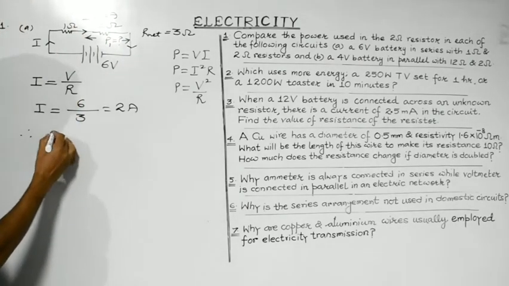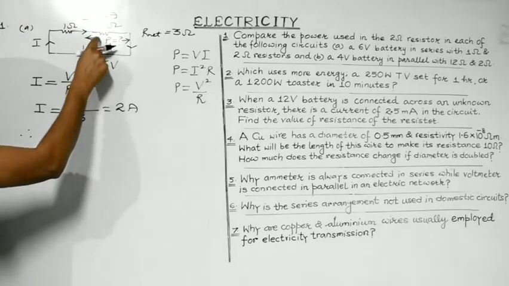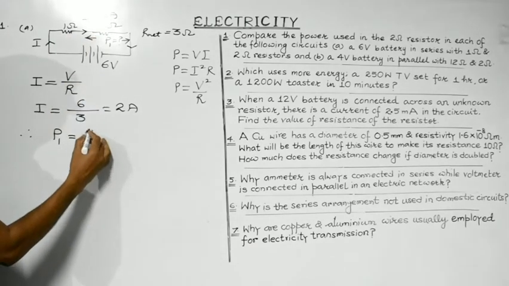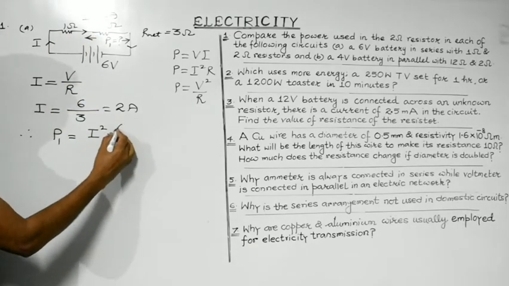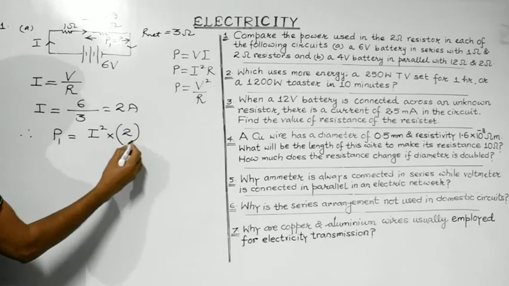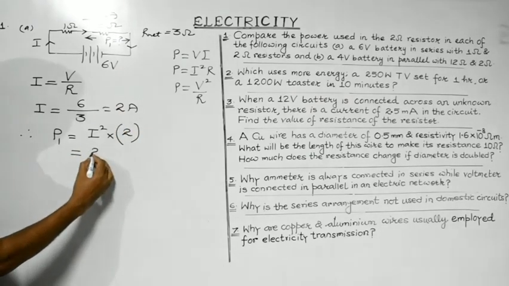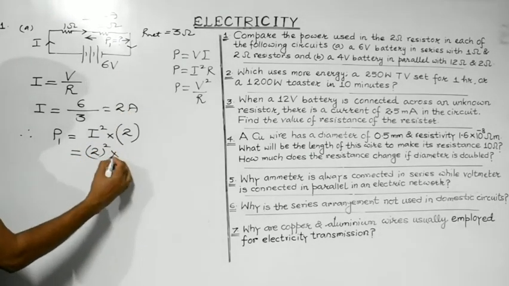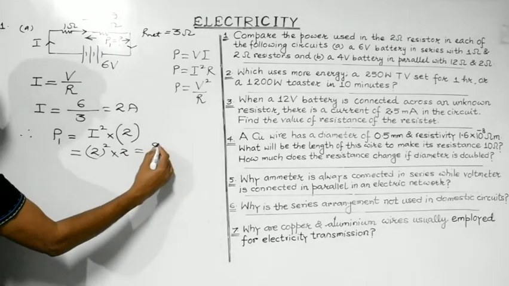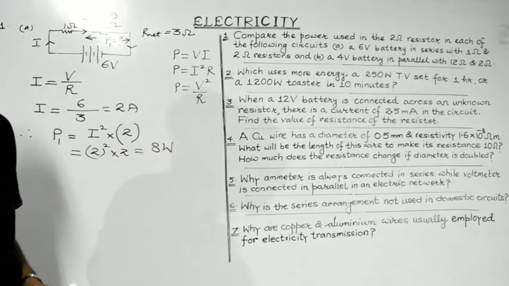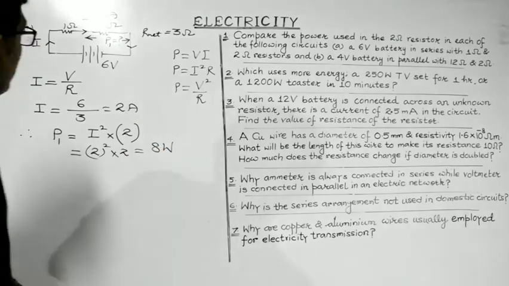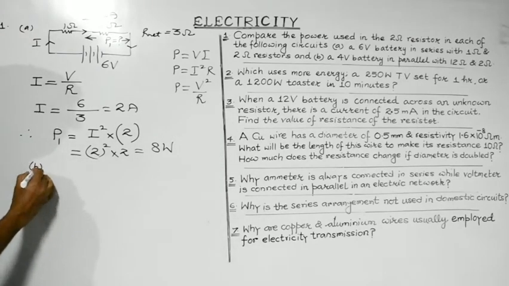So the rate of heat produced, or the power across the 2 ohm resistor, it would be equal to I square multiplied by R. R is 2 ohm. So that would be 2 square, current is 2 ampere into 2. That would be equal to 8 watt. Am I clear, students? Okay, now let's consider the second part.